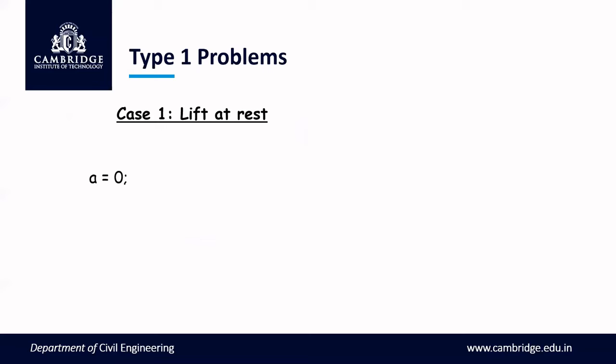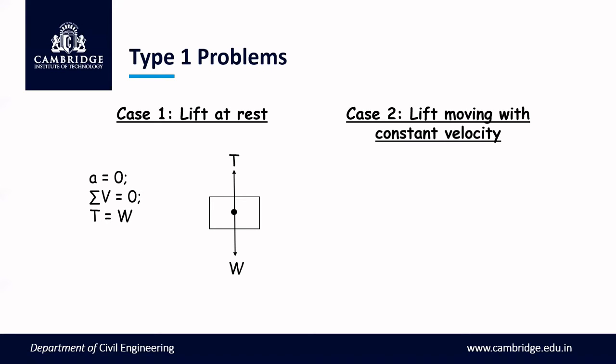If the lift is at rest, then we know that acceleration is equal to 0. The free body diagram can be written like this, where W is acting downwards and T is acting upwards. So if we consider sigma V is equal to 0, then we get T is equal to W. The similar case applies if the lift is moving with constant velocity. So we have acceleration equal to 0 and sigma V equal to 0, which will give you the same equation, T is equal to W.